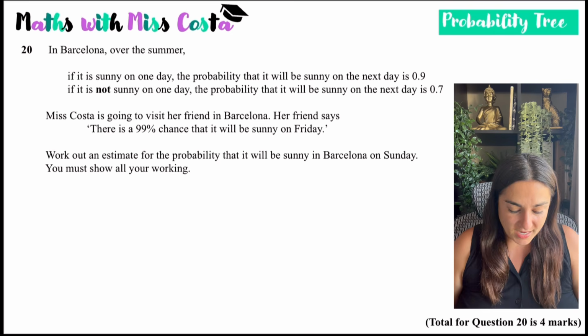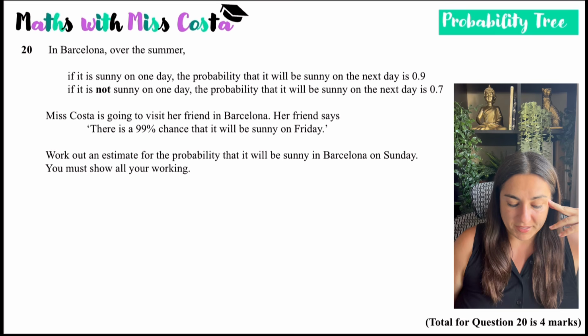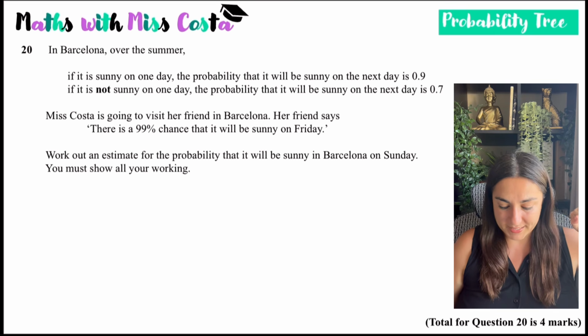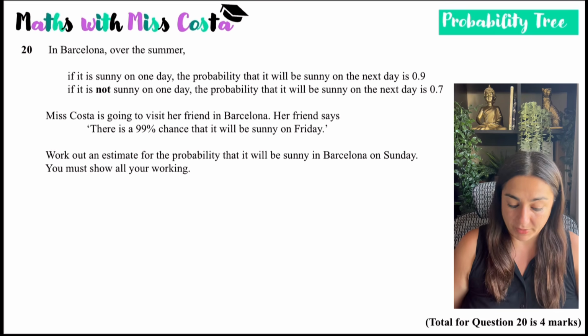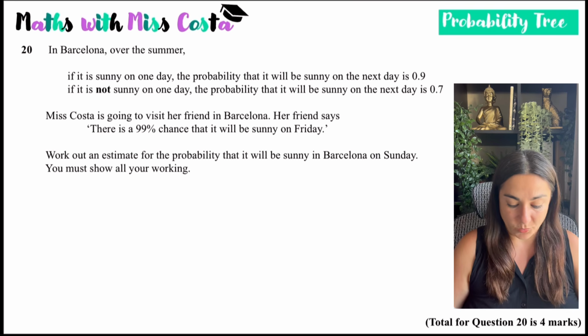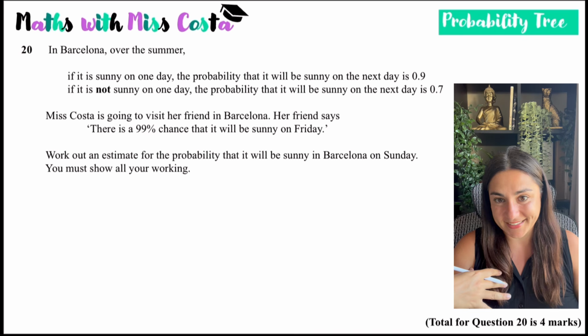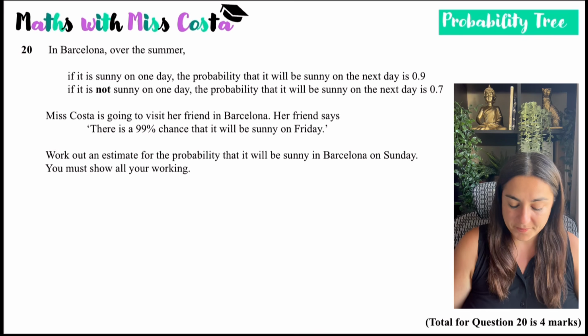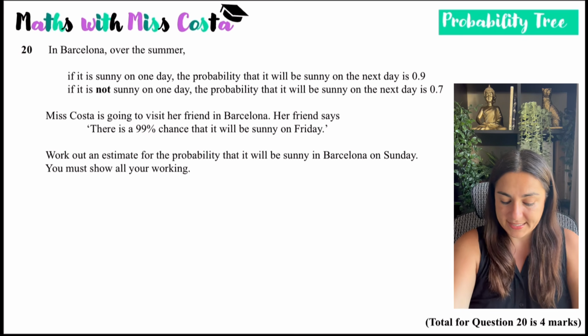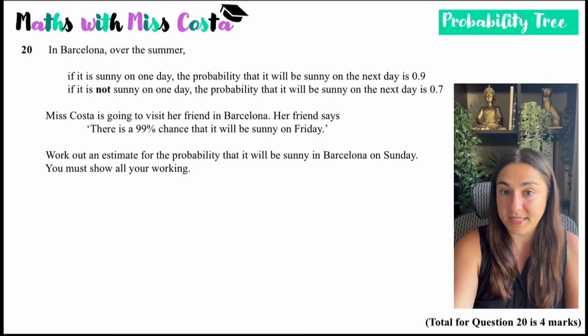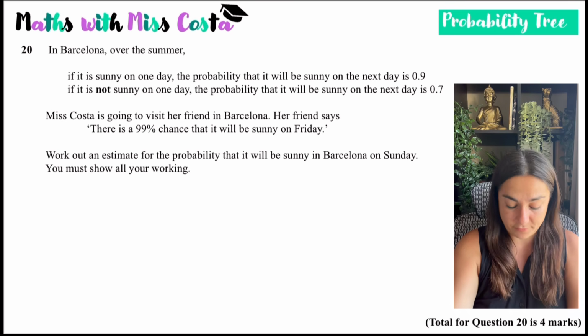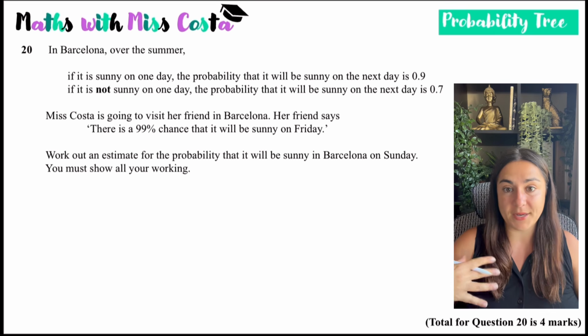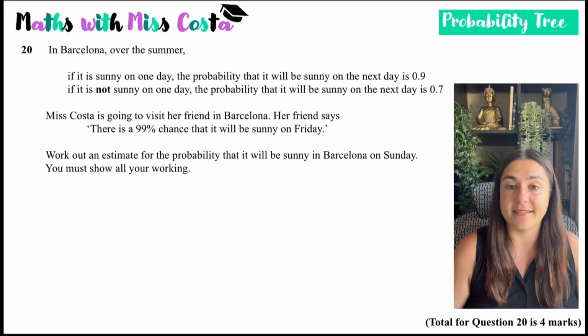So in Barcelona over the summer, if it is sunny on one day, the probability that it will be sunny the next day is 0.9, and if it is not sunny on one day, the probability that it will be sunny the next day is 0.7. Now Miss Costa is going to visit her friend in Barcelona, and her friend says that there is a 99% chance that it will be sunny on Friday. So a lot of words here for a question. We want to extract the key information. Now I need to work out an estimate for the probability that it will be sunny in Barcelona on Sunday.